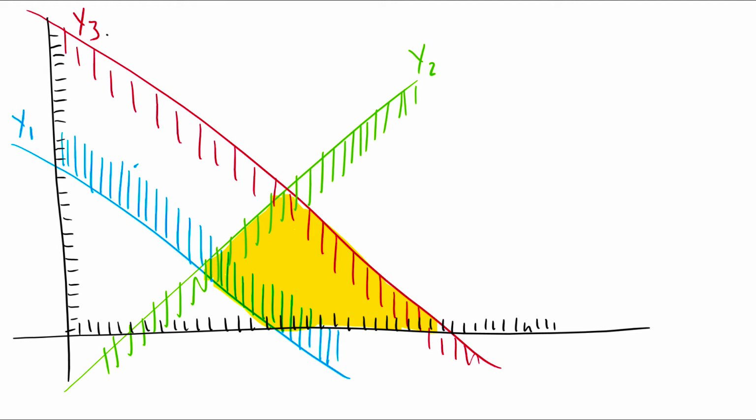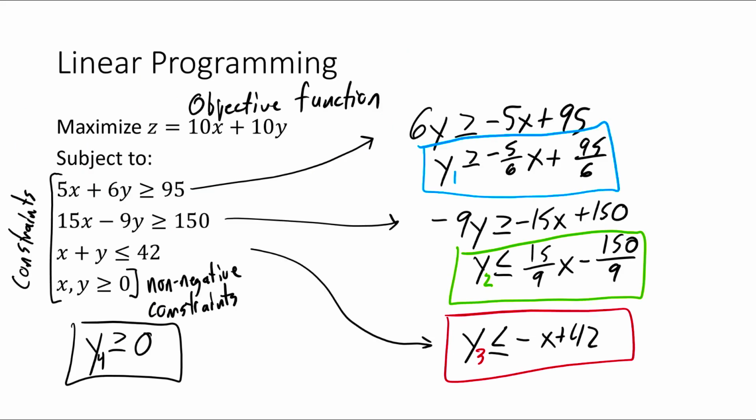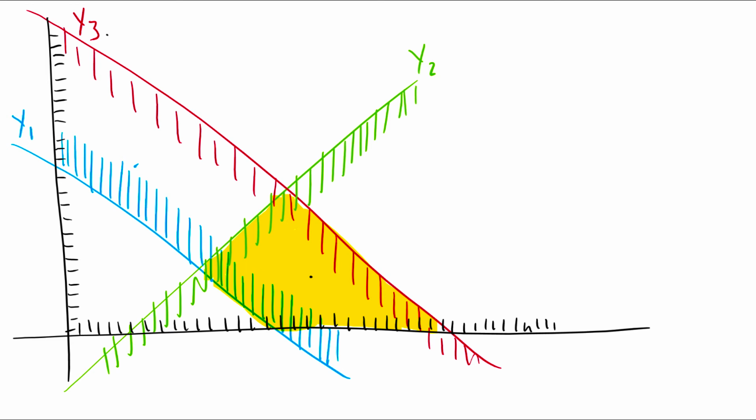So that feasible region, we can pick any point in that feasible region, say that point right there, and we could plug it into all of our inequalities that we started with, all of our constraints, and all of them would be true statements. So we plug x and y into the first one, it would be greater than or equal to 95. We would plug it into the second one, it would be greater than or equal to 150. Plug it into the third one, it would be less than or equal to 42, and x and y would both be positive numbers. So that's what our feasible region is. Now, there won't necessarily always be a feasible region. It's possible for there to not be a feasible region, so make sure to look out for that.